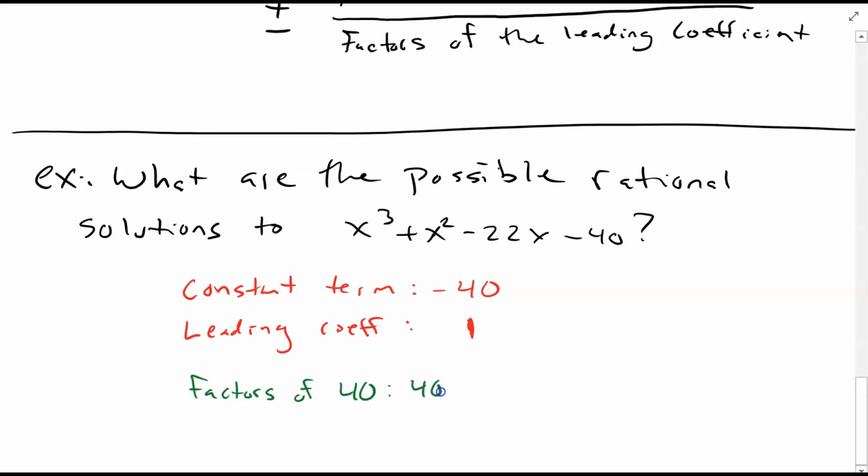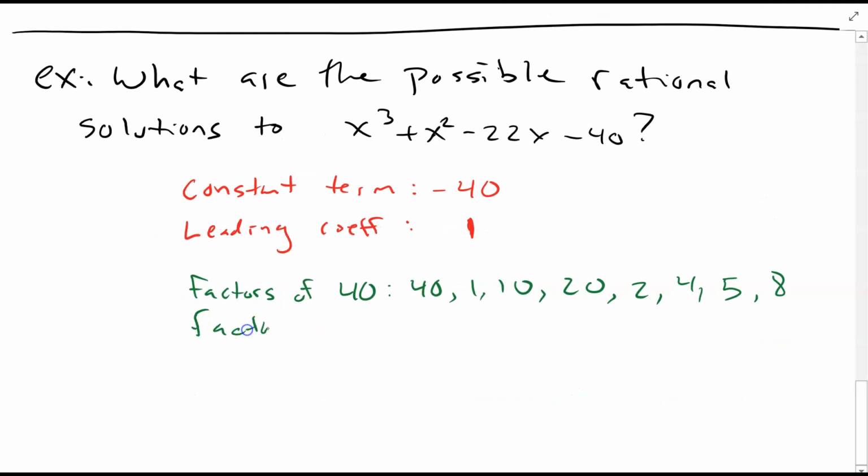40, okay. 1, okay. 10. 20, okay. 2, 4. I think there's 2 more. 5 and 8. Everybody agree with that? I think that's the complete list. Sound good? Okay.